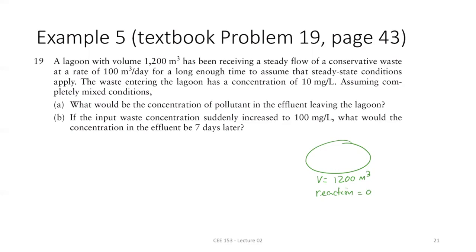And it's receiving a steady flow. So that means the Q is given. Q in is 100 meter cube per day, okay? And you can assume because it's steady state, there is no accumulation of flow. So the Q in should be equal to Q out. So let's write this as Q. And the concentration coming into the system is 10 milligrams. So this is C in is 10 milligram per liter, okay? And what would be the concentration of pollutant in the effluent leaving the lagoon?